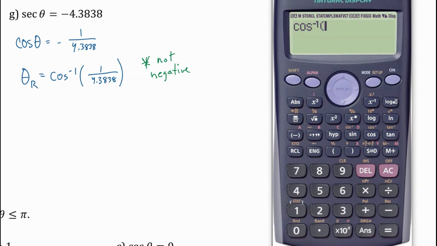Shift cos of 1 divided by 4.3838. They shouldn't be the same, and they're not. Okay, so take a look at that. Thank you for mentioning that, because I would have had everything wrong. So this is the right one, where I didn't include the negative. So theta related. You obviously don't have to write that step. 1.3407. Make sure you can get these numbers on your calculator too, right? Like you should be doing this along with me.